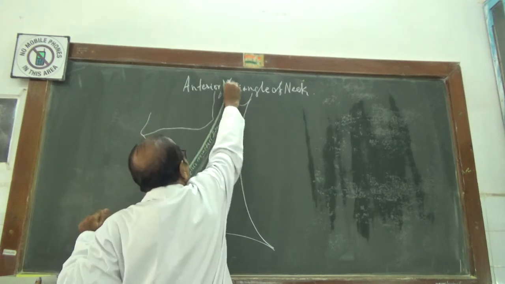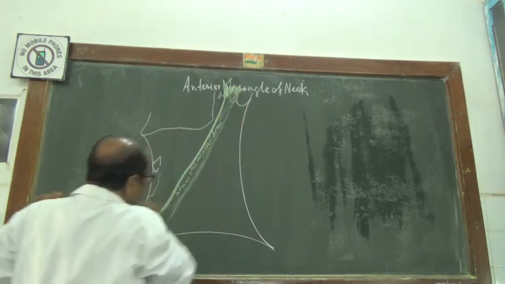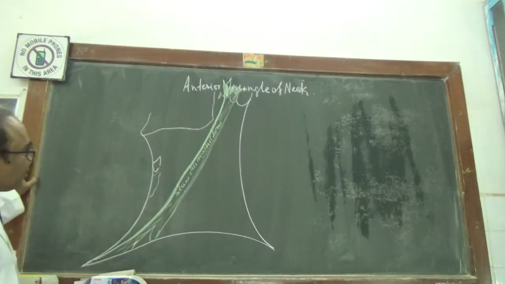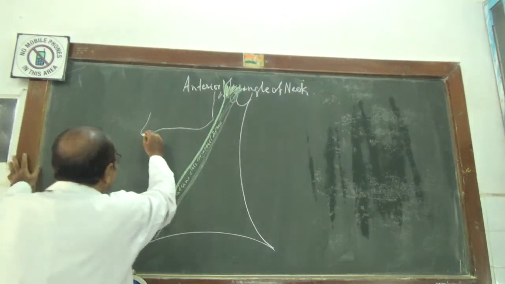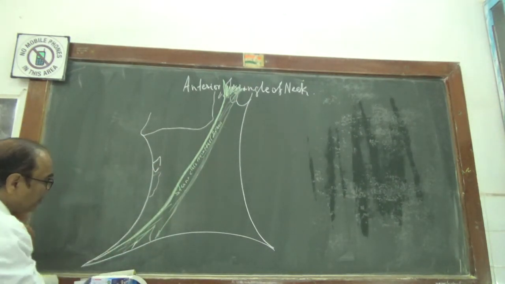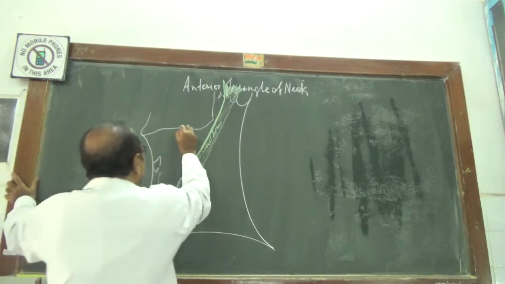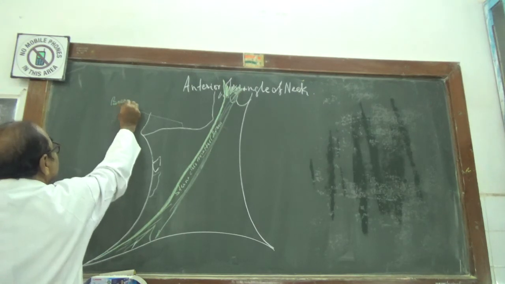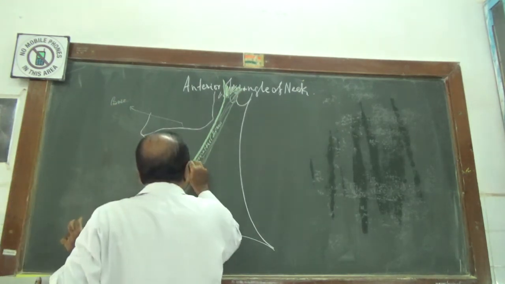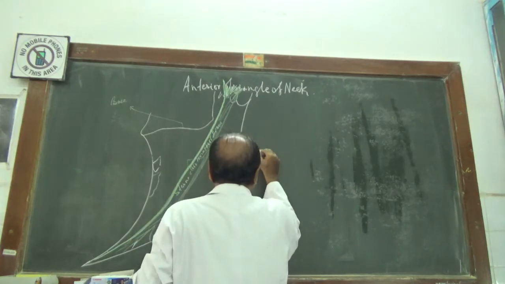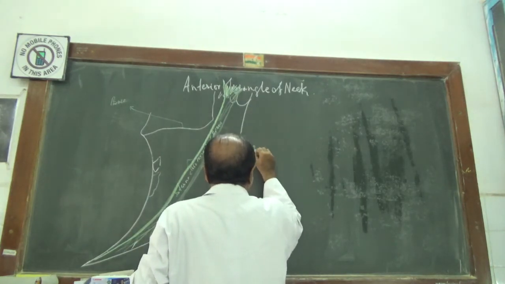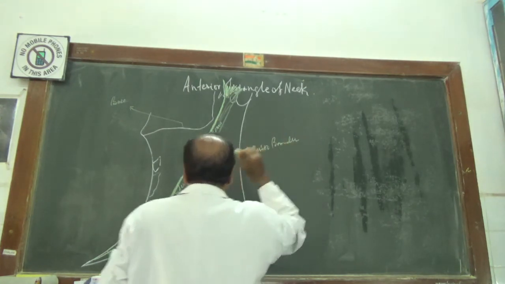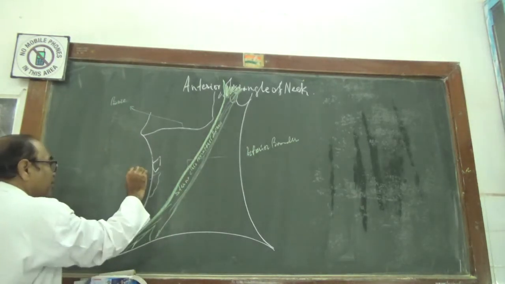the sternocleidomastoid. Now this anterior triangle has an apex. This is the apex. This will be the base. And it has the posterior border, and it has the anterior border.